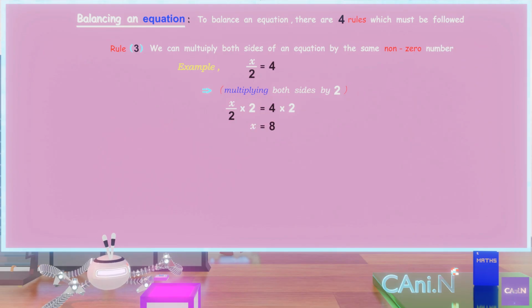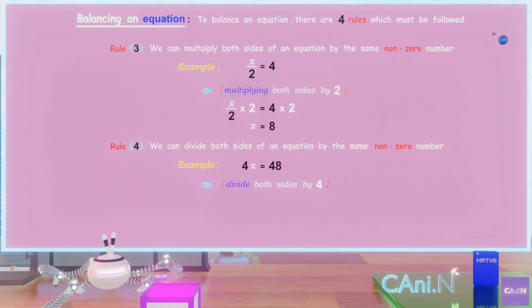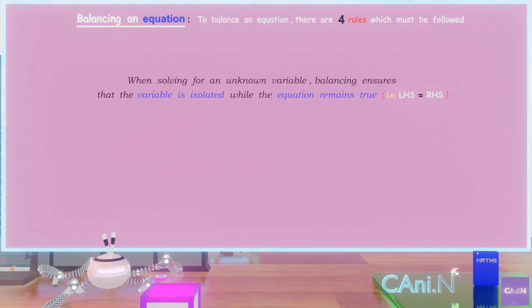Therefore, x equals 8. Rule 4, we can divide both sides of an equation by the same non-zero number. Example, 4x equals 48. Now, if we divide both sides by 4, we can easily isolate x and find its value. So, 4x divided by 4 equals 48 divided by 4. Therefore, x equals 12. So, when solving for an unknown variable, balancing ensures that the variable is isolated, while the equation remains true.